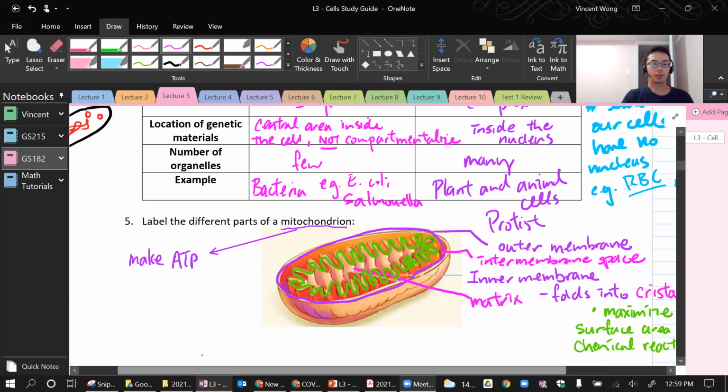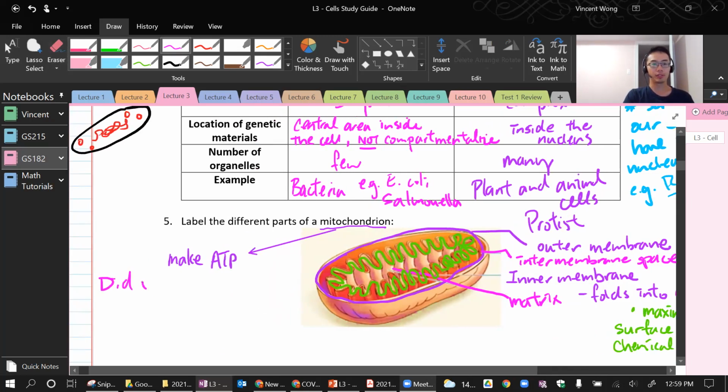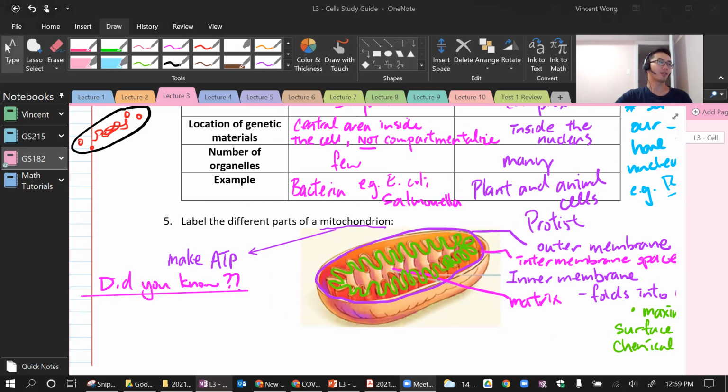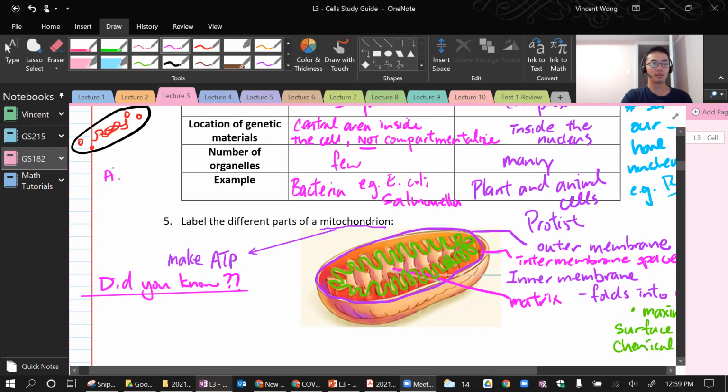All right. So, did you know? Your mitochondria, did your father give you your mitochondria, or did the mother give you the mitochondria, or both? Let's find out. Let's do a poll and see. If you think it's all from mom, please choose A. If you think it's all from dad, please choose B. If you think it's both, then you choose C. Okay. What do you think? Who gave you your mitochondria?